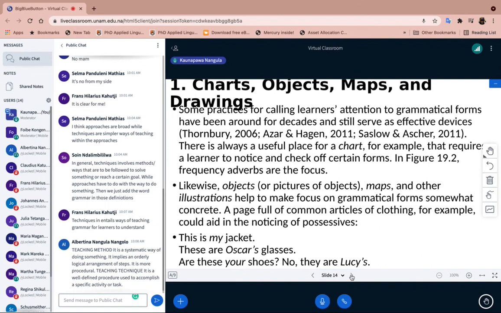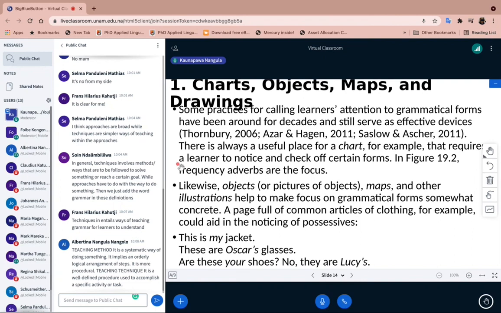Very fast. Okay, so we have the first one, which is charts, objects, maps, and drawings. Here we have been told a number of times throughout the lesson that some practices for calling learners' attention to grammatical form have been found for decades and still serve as effective devices. So we know that a number of them, and especially the ones that we are looking at in this class, are regarded as good techniques that you can use in the classroom, because they are effective in helping the learners learn grammar and vocabulary.